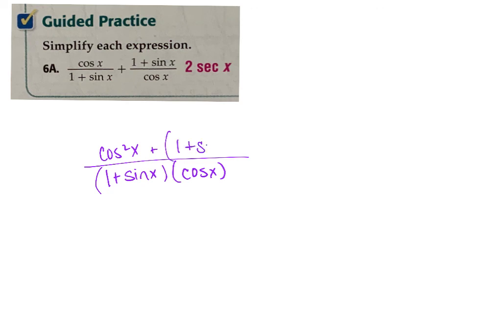All right. So your common denominator is what? What's your common denominator here? 1 plus sine of x, cosine of x. Your numerator here would be cosine squared of x plus 1 plus sine of x, 1 plus sine of x. On this side here, when you FOIL this, you get 1 plus 2 sine of x plus sine squared of x.